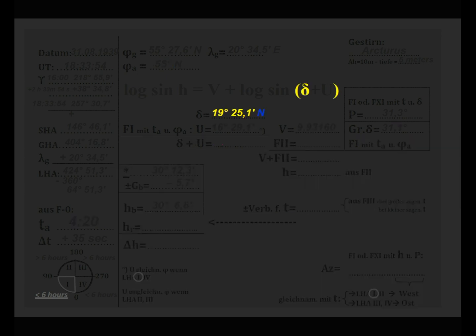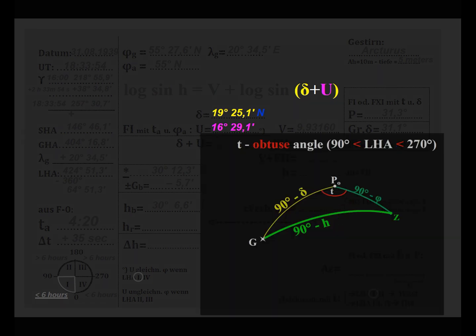To calculate the sum of the declination and the U value, it is necessary to determine the sign of the U value. The angle T in the general case can be acute or obtuse. When T is an acute angle, then the spherical segment B lies within the spherical triangle. When T is an obtuse angle, the spherical segment B lies outside the spherical triangle.